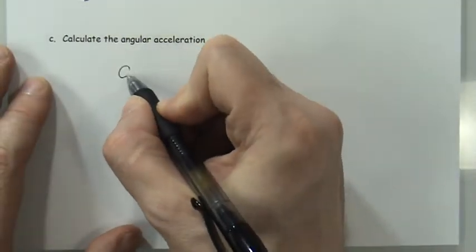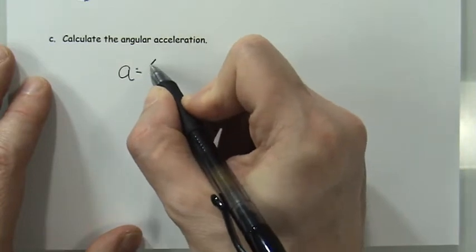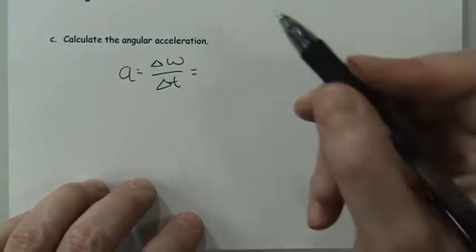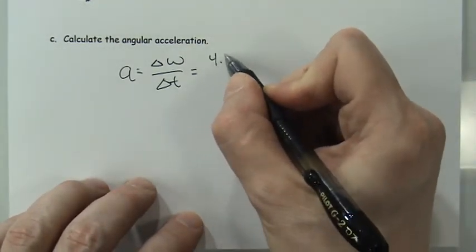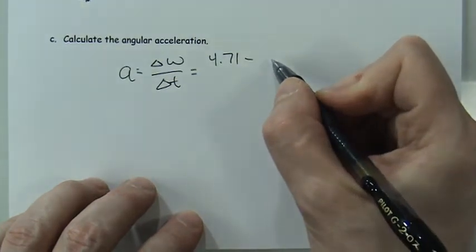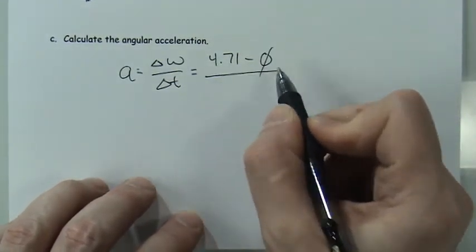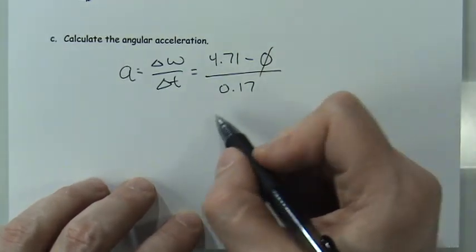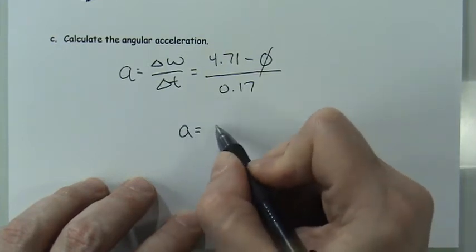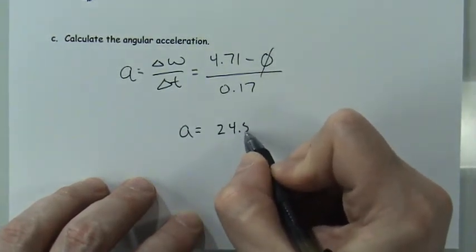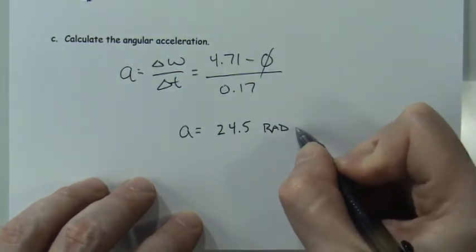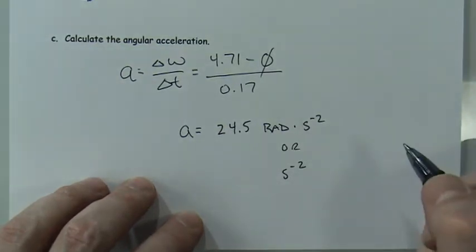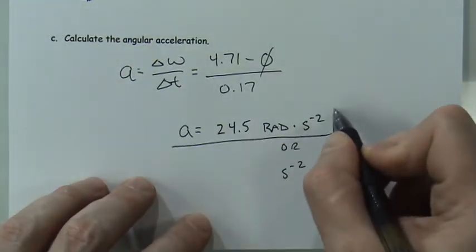Well, the definition of angular acceleration would be the change in omega divided by the change in time. And we have all that information because we know that the final angular speed was 4.71, and the initial angular speed was 0, and we were told in the problem that it took 0.17 seconds to make that acceleration. So in that case, alpha would be equal to 24.5 radians per second squared, or just inverse second squared. Either one of those answers would be fine.